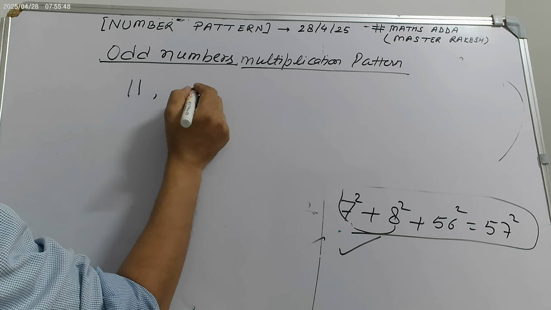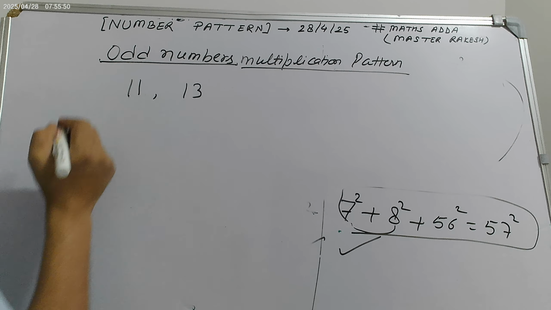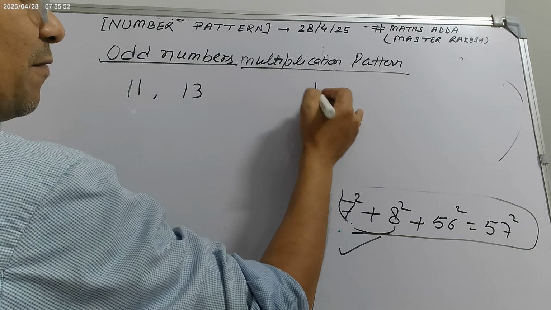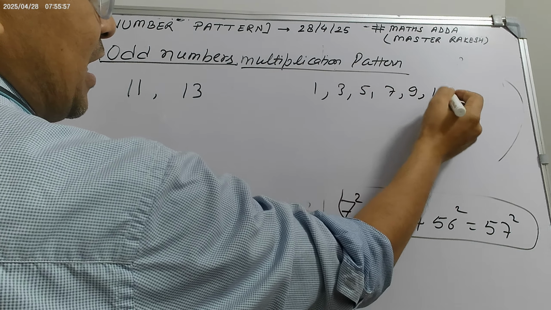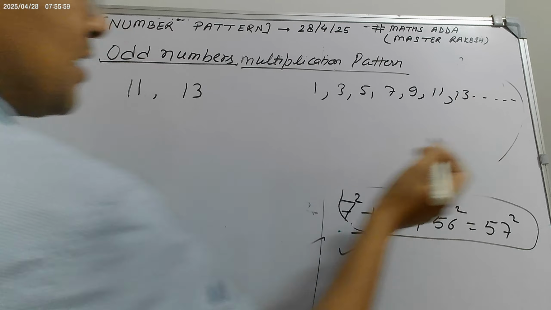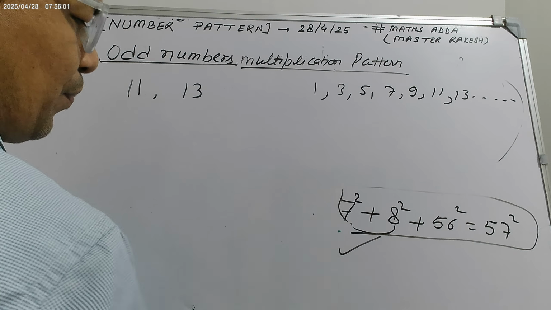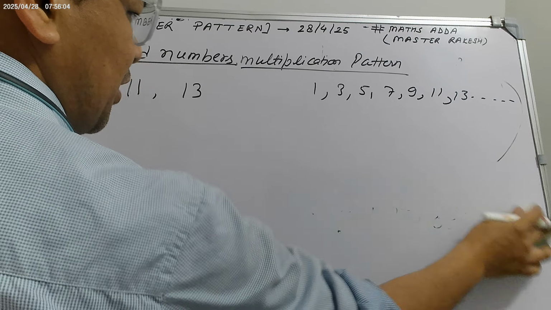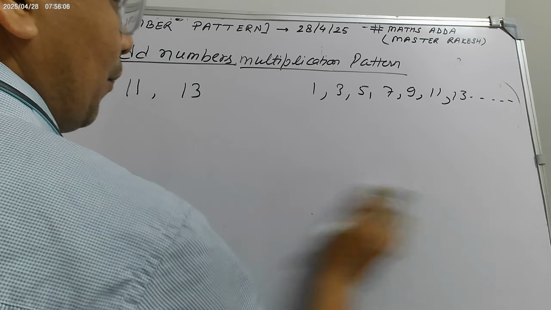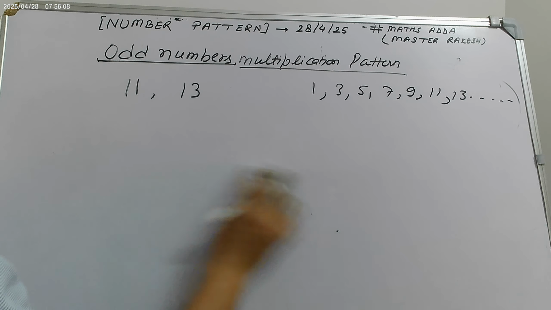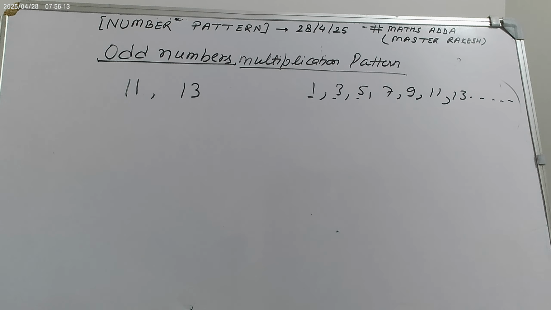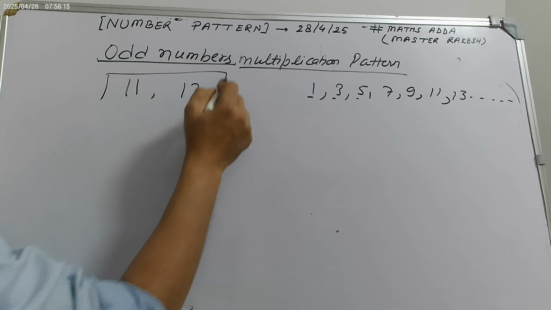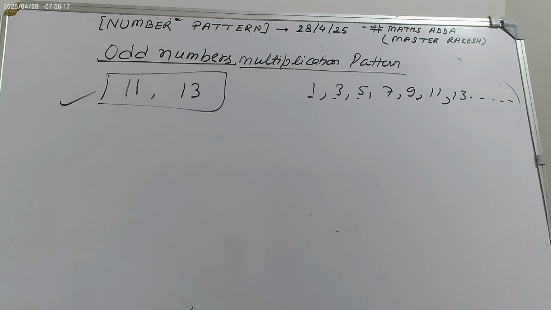The next odd number is 13. What are the odd numbers? 1, 3, 5, 7, 9, 11, 13, which don't come in the table of 2. They are not divisible by 2. They are odd numbers, or you can say the numbers which end with the digit 1, 3, 5, 7, 9. So these are the odd numbers. I'm taking one example. I picked 11 and 13. They are two odd numbers.